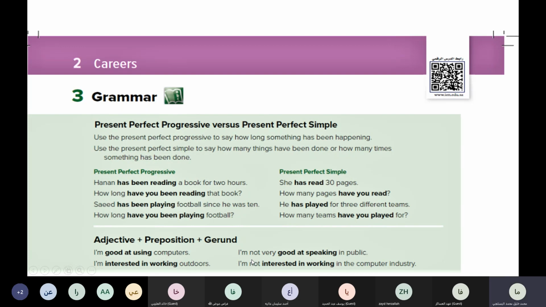Okay, read the next. Yes, Abdullah. I'm interested in walking outdoors. Good. I'm not very good at speaking in public. I'm not interested in working in the computer industry. So these are the examples that we have about adjectives followed by prepositions. In this case, we have to use what? The gerund. Okay.